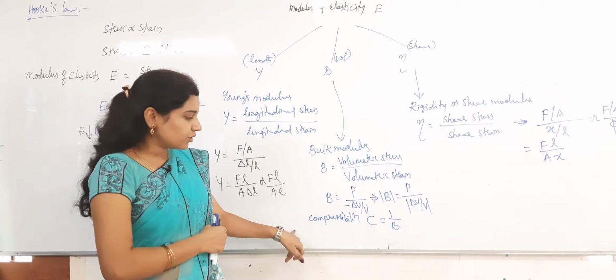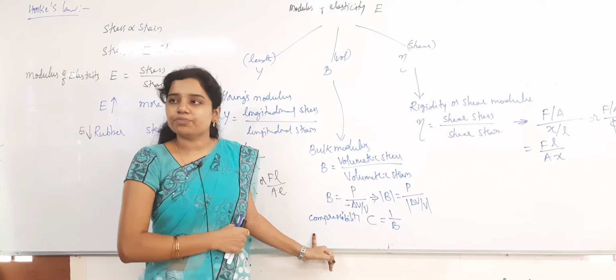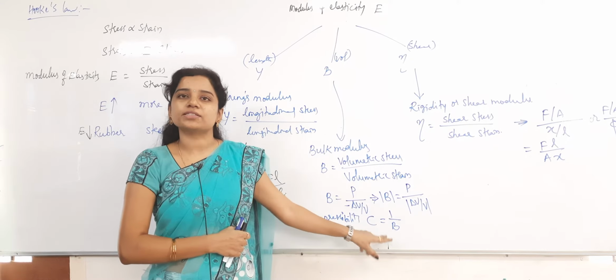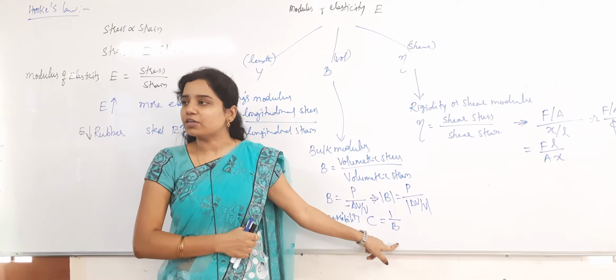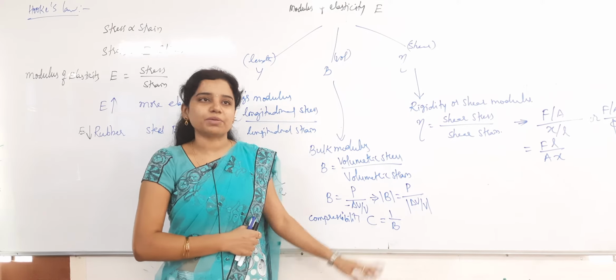One more thing is called compressibility. The compressibility C is exactly the reciprocal of the bulk modulus. C is equal to 1 by B.